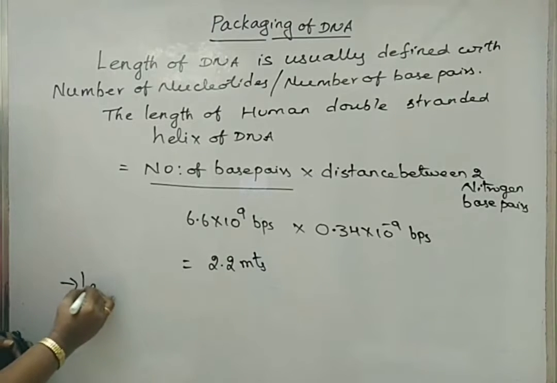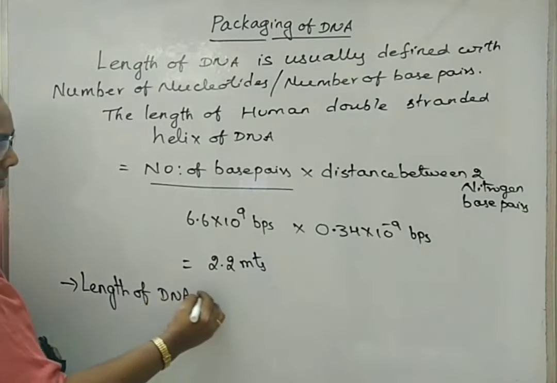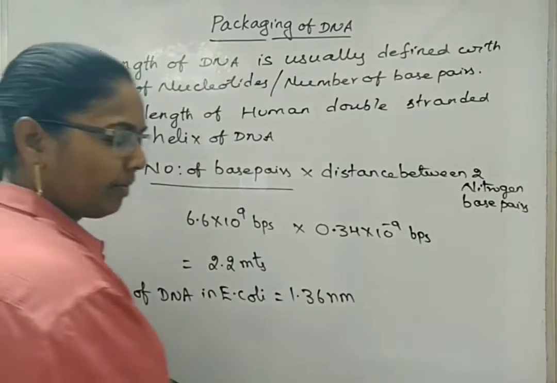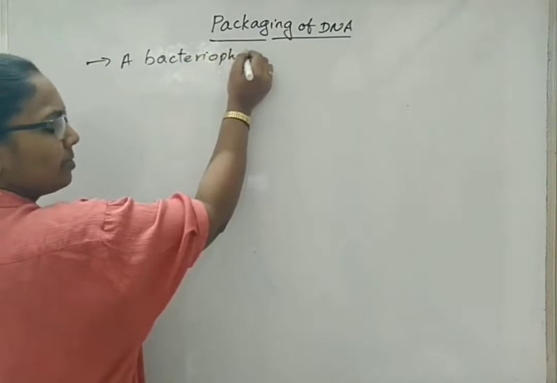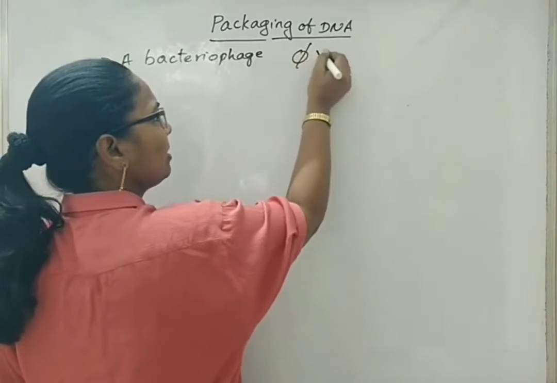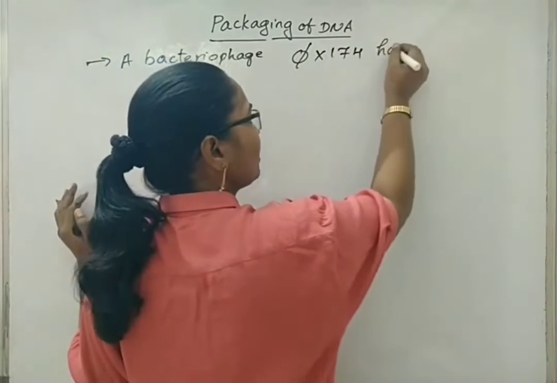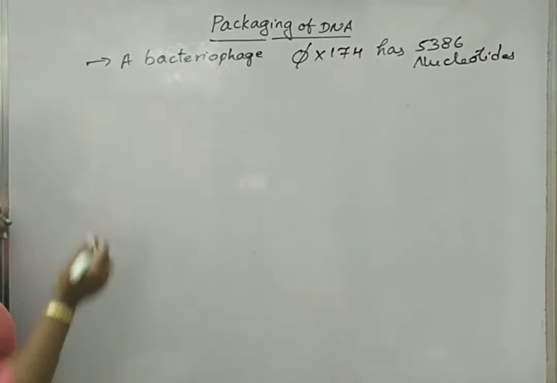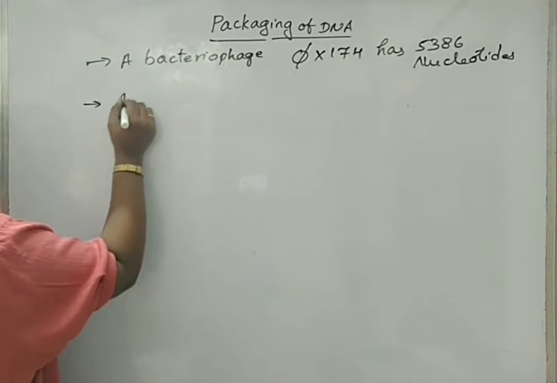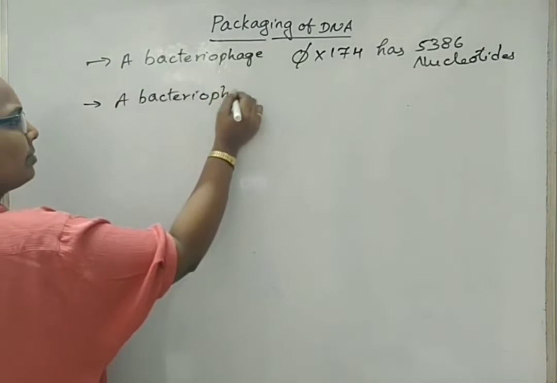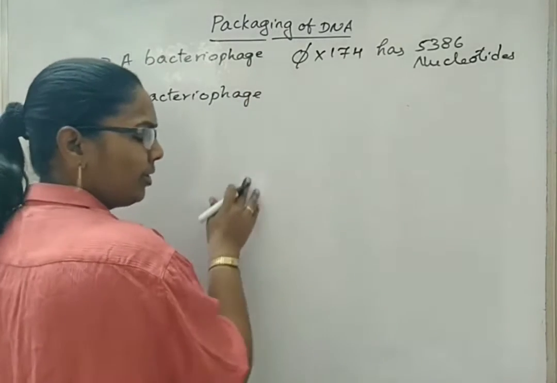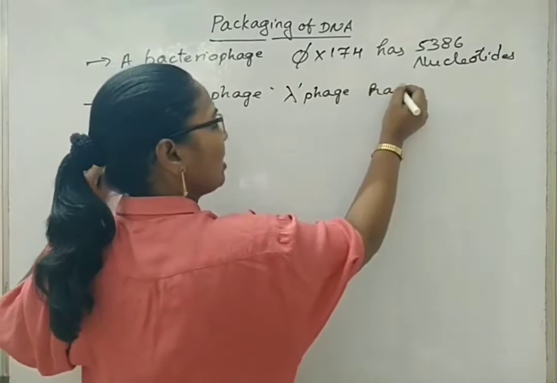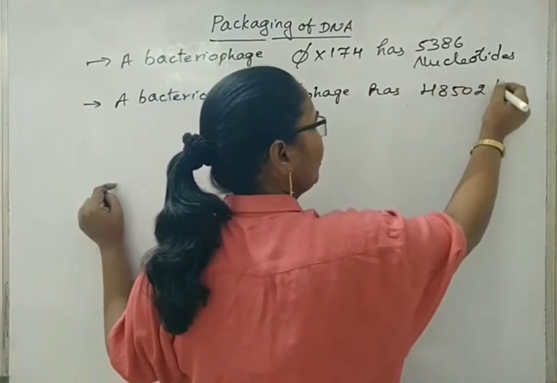In the same way, we can also write the length of DNA in E. coli, that is calculated as 1.36 nanometers. A bacteriophage, here we can take the example phi X174. It has 5,386 nucleotides. Another bacteriophage, these are all examples or details given in your NCERT textbook, that is lambda phage, has 48,502 base pairs.